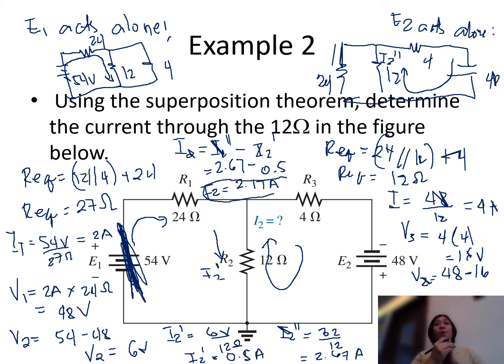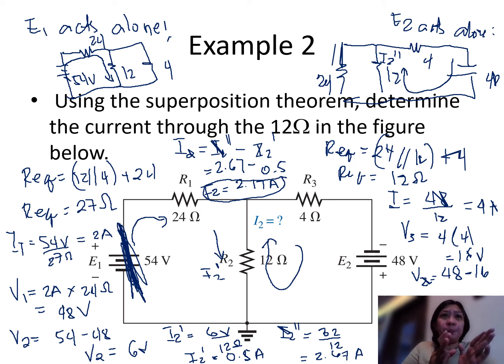That is how you perform the superposition theorem. You solve first what will be the I value when E1 acts alone, and then you solve what will be the value when E2 acts alone. If you want, you can redraw the circuit, because the redrawn circuit will give you a very easy analysis, unlike this one, which is the complicated circuit.